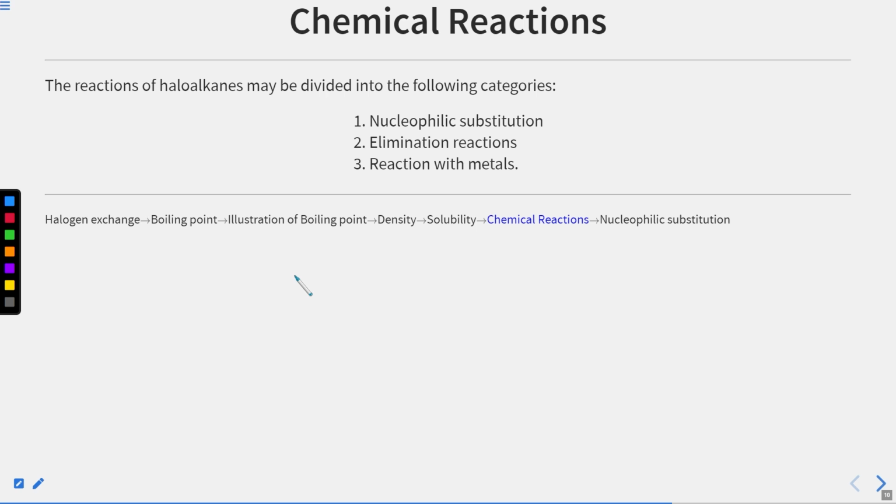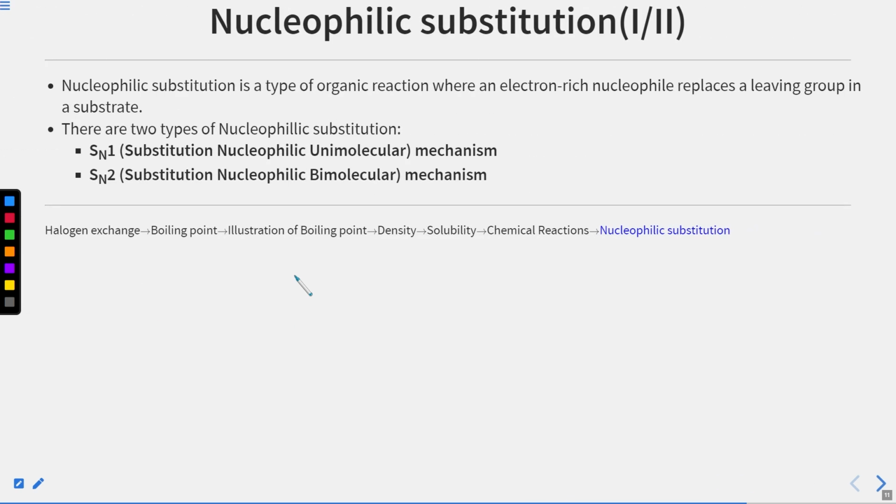You will see the very important aspect of this when you study the Grignard reagent. For the preparation of the Grignard reagent, we have to do a reaction with metals. So these are the three types of reaction that you would encounter. Talking about the first one, the nucleophilic substitution: what is happening here? Our electron-rich nucleophile will come and replace a leaving group in a substrate.